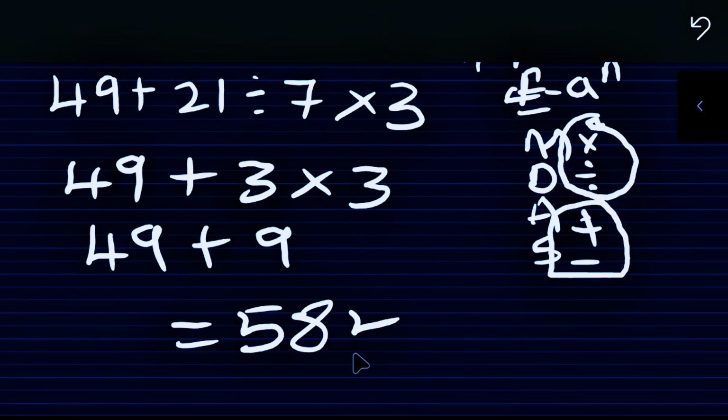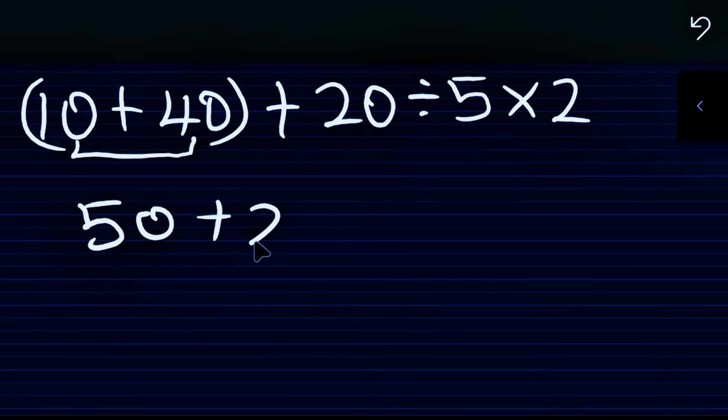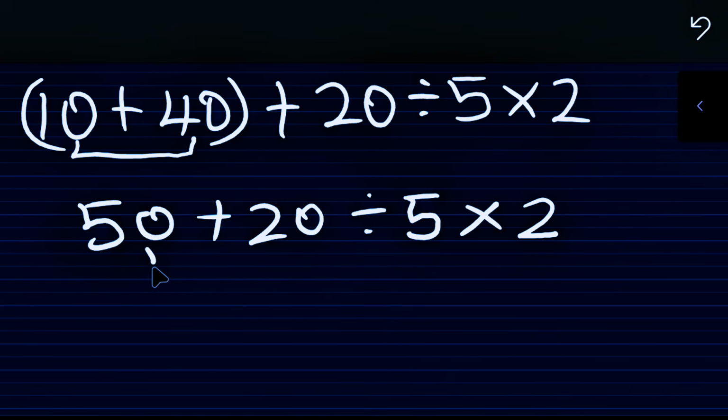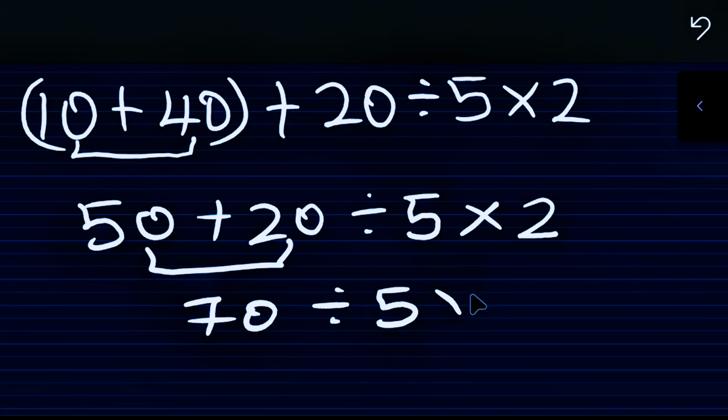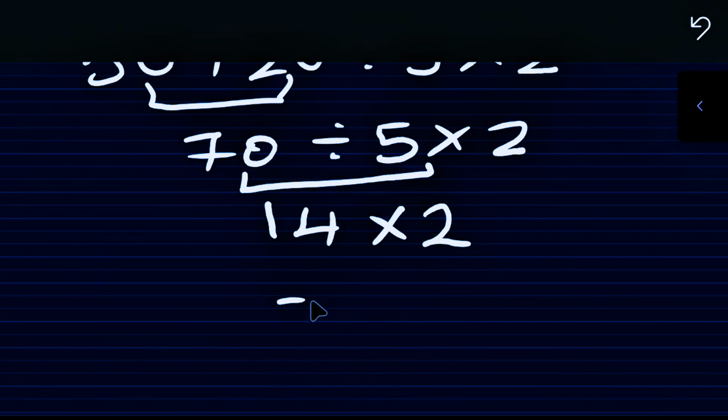Now let's look into another math question together. In this given expression, in parentheses, 10 plus 40, plus 20 divided by 5 times 2. Now what most people did was to attend to the parentheses first. Okay, 10 plus 40 equals 50 plus 20 divided by 5 times 2. In their next step they added these two together: 50 plus 20 equals 70 divided by 5 times 2. Now in their next step they divided 70 by 5 and they had 14 times 2, and 14 times 2 equals 28. But this is totally wrong.